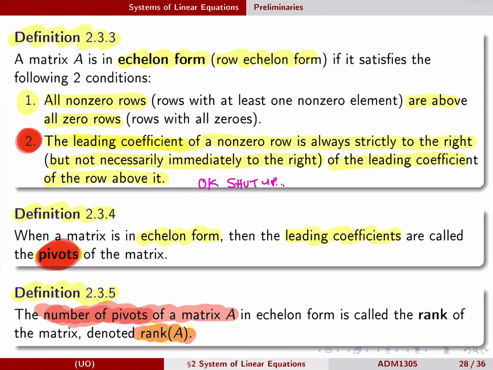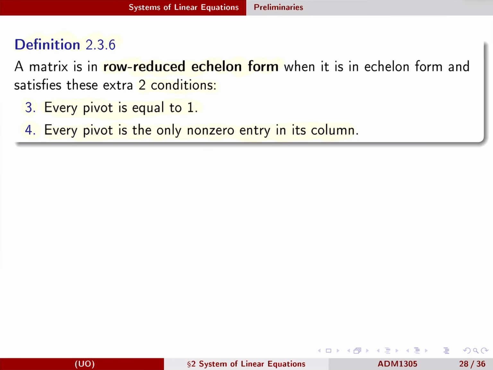The last definition, I know I'm dumping a lot of information on you right now. This is classic me. I'm the worst.